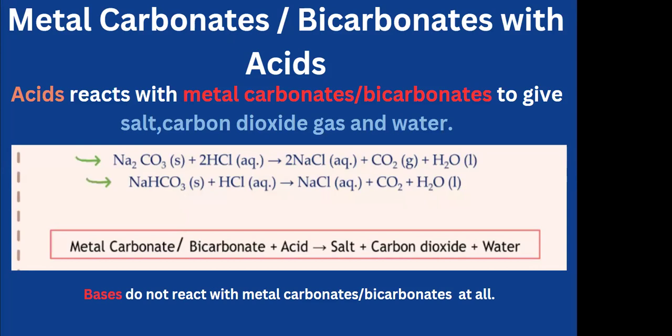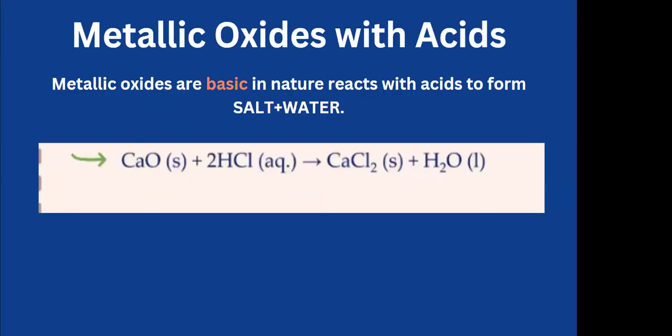So bases do not react with metal carbonates and bicarbonates. So this property is eliminated for bases. Next, we have metallic oxides with acids. When we talk about metallic oxides, it's metal and oxygen. We have metals around us. It's everywhere around us. We are using it for furniture. We are using it for equipment. They easily react with oxygen present in our environment. And that's what we call corrosion.